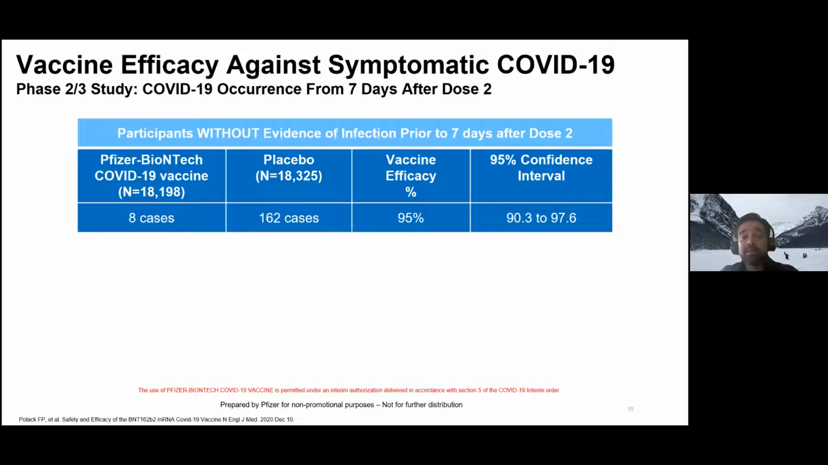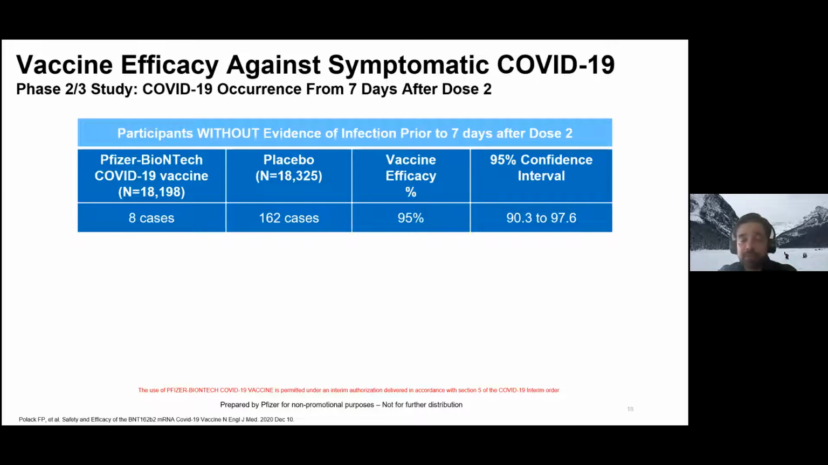And when they developed a case, those cases were counted to establish the efficacy 7 days after second dose. When the cases were counted, there were 8 cases in the vaccine arm and 162 cases in the placebo arm, and vaccine efficacy is 95% with a confidence interval, as you can see there, between 90 and 98. What that means is the true vaccine efficacy value falls somewhere in between these 2 numbers. So quite encouraging, very strong, high efficacy with this vaccine. That was our first primary endpoint.